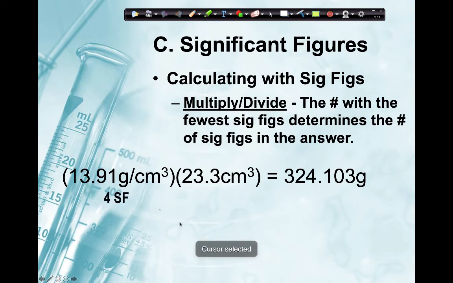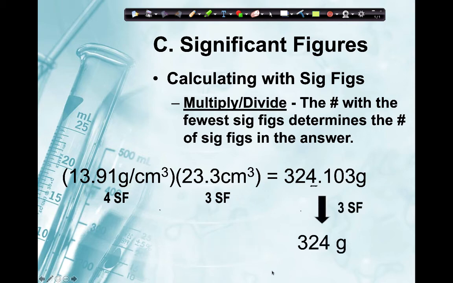And then the next number, we've got 1, 2, 3, no leading zeros, no trailing zeros. Well, my least precise measurement is 3 significant figures, so my answer needs to be rounded to 3 significant figures. So I go to my third significant figure, which is the 4. There's a 1 behind it. Since it's below 5, I'm going to keep the 4. And then my answer should be reported as 324, because that shows how precise my measurements are.